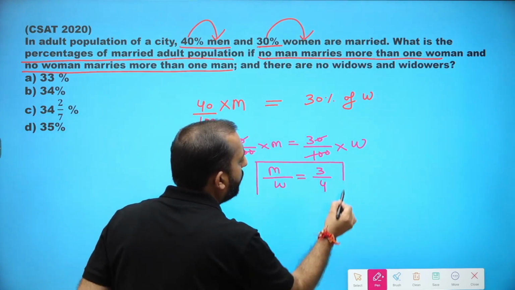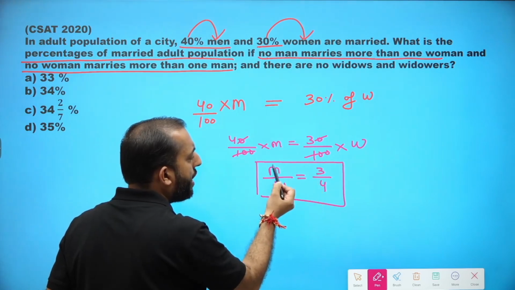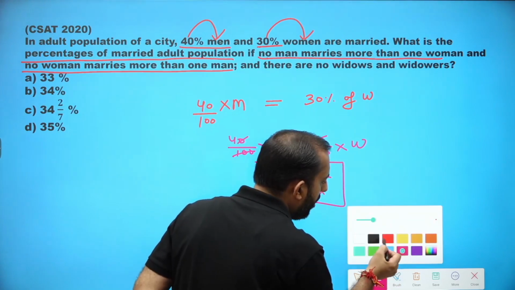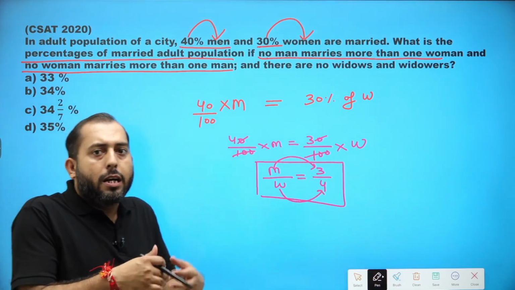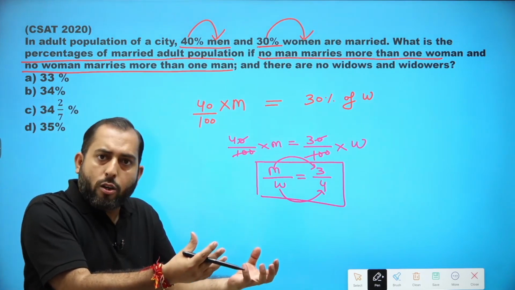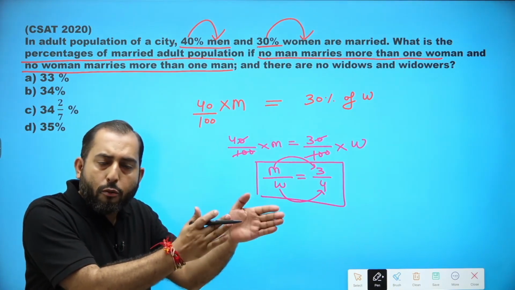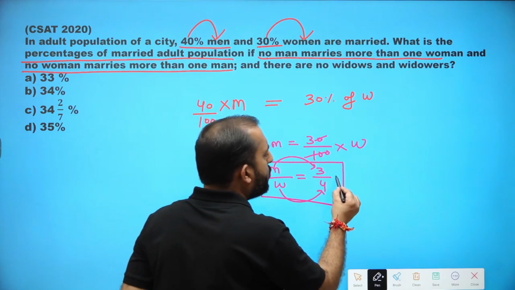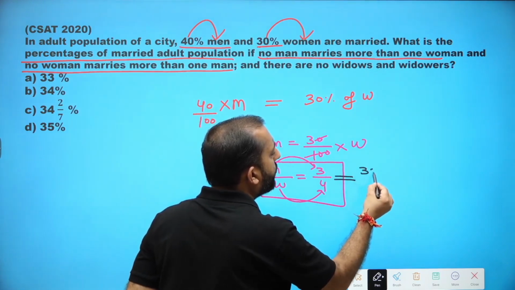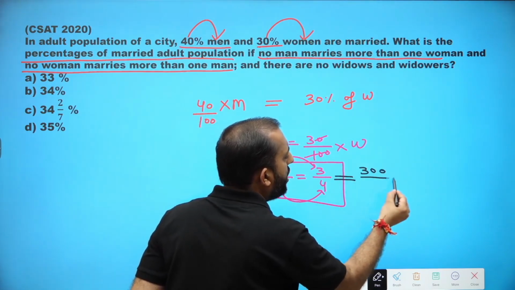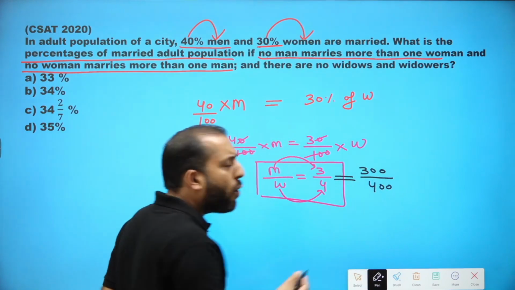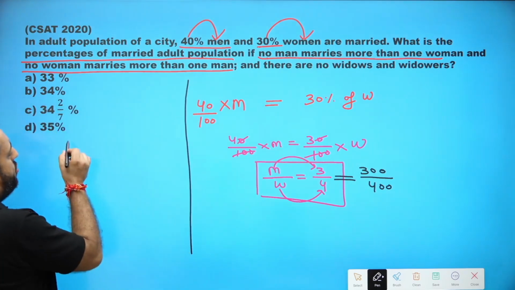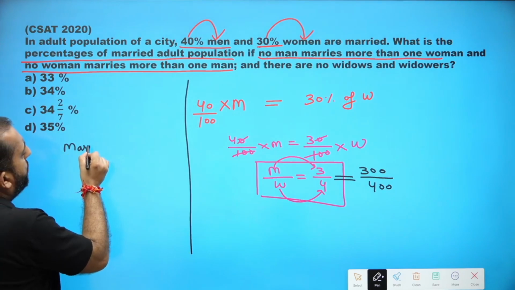So in that city, how many men are present? For every 3 men, 4 women are present. Now, we do not know the actual count of men, but we know the ratio of total number of men to total number of women. So from here, what you can assume is that total number of men are 300 or total number of women are 400. This is what we can assume because we know the ratio. Now, what will be the count of married?